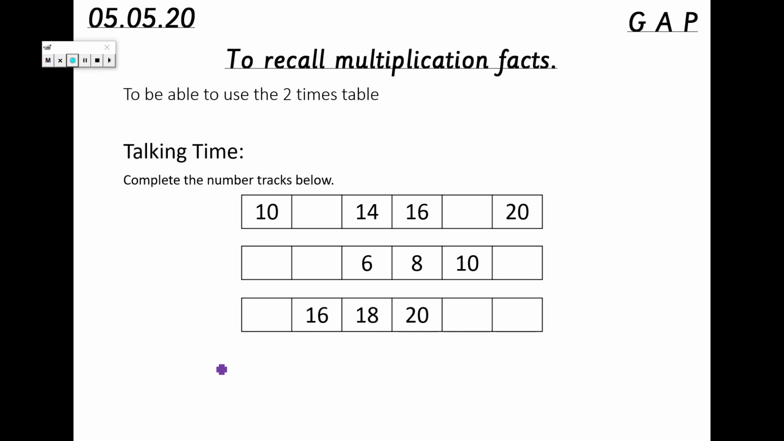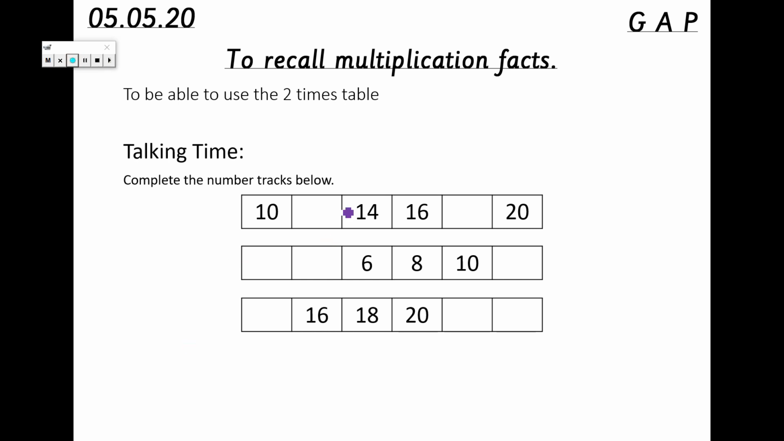of these number tracks. So we're still looking at our 2 times table, but we have got some numbers that are missing. So for every time we jump along the number track, we need to add 2 to the number, because they're the numbers in our 2 times table. So let's count up and stop when we get to 10. So 0, 2, 4, 6, 8, 10.